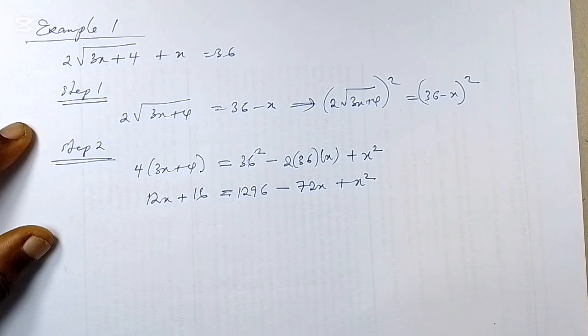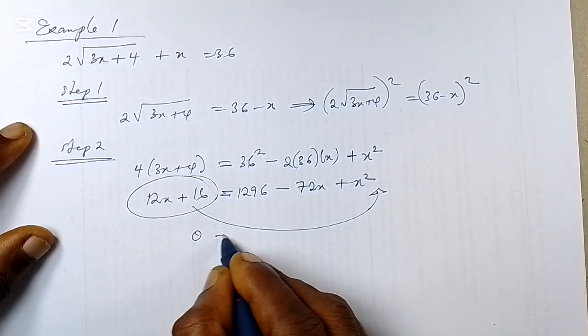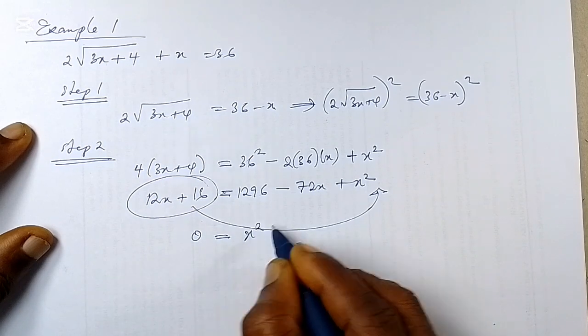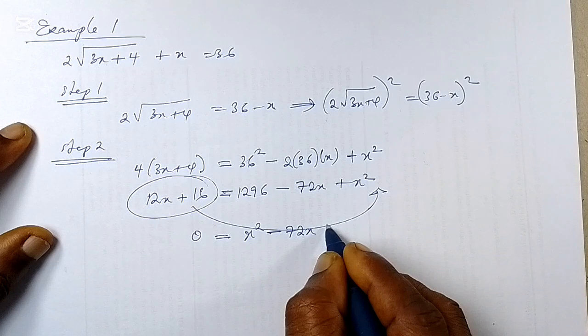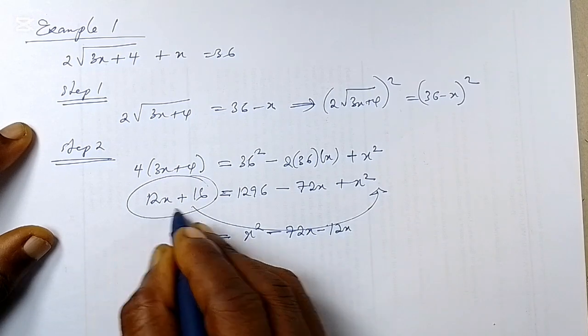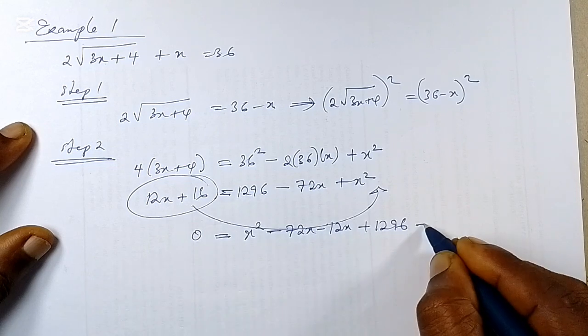Now I'm going to simplify further. If you simplify further by taking everything to one side and leaving a 0 there, you end up having 0 equals, rearranging this other side, bring your x squared forward, minus 72x, minus 12x when 12x comes over, and this one becomes plus 1296 minus 16.